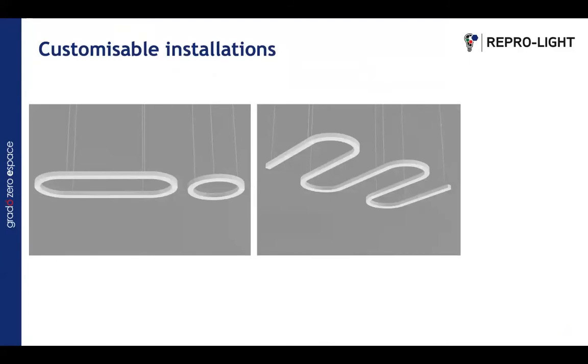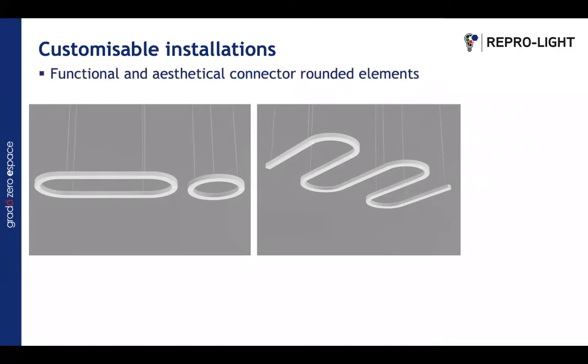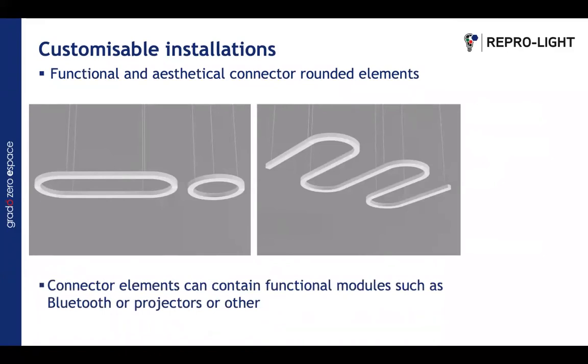Customizable installations were also considered using additive production technologies, designing connector rounded elements having both aesthetical and functional purpose. These connector elements, other than giving a specialty to the product and the possibility to personalize the installation, can contain functional modules such as Bluetooth or projectors or others.